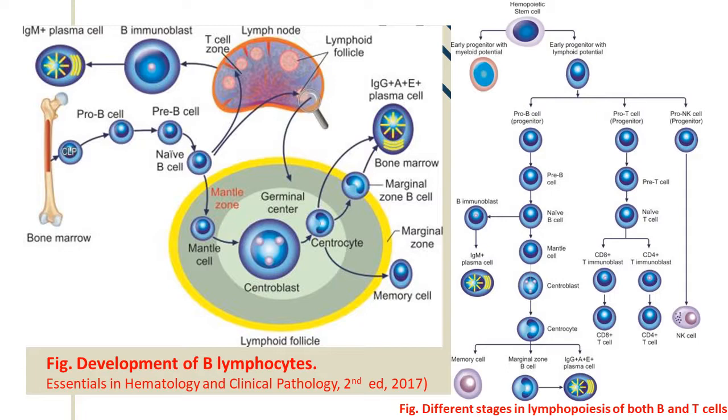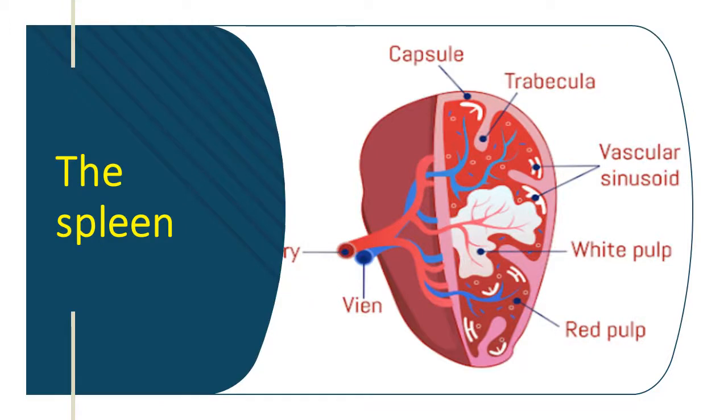T lymphocytes are also derived from common lymphoid progenitor, which differentiate into pre-T cells and finally mature to form either CD4 helper or CD8 cytotoxic lymphocytes. The other secondary lymphoid organ is the spleen.